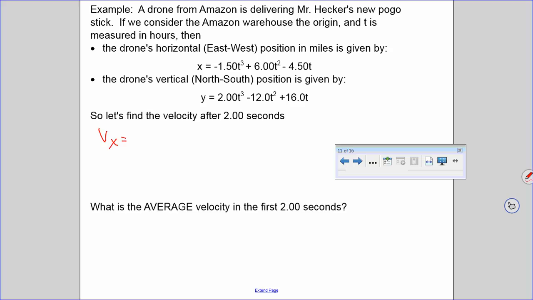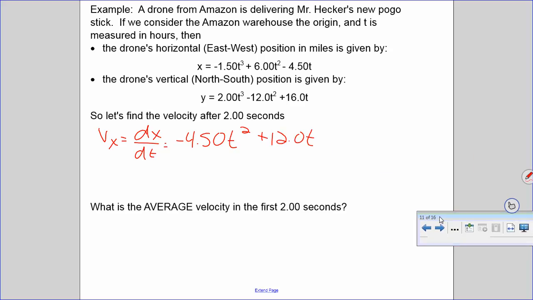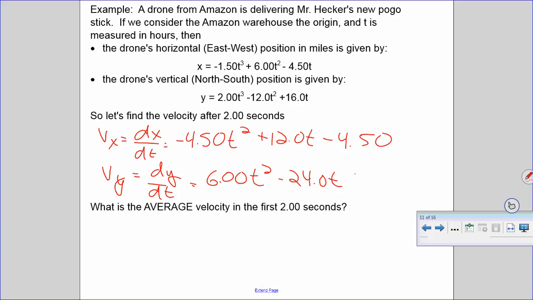Just as a quick reminder, the velocity in the x direction is just the derivative of the position. So that turns out to be what? Negative 4.5 t squared plus 12.0 t minus 4.5. And then our velocity in the y direction is the derivative of y with respect to t, which is what? 6.00 t squared minus 24.0 t plus 16.0. Okay, so is everybody good with that from yesterday?